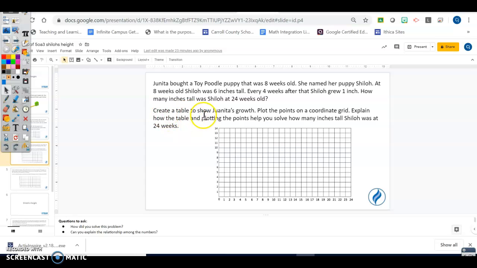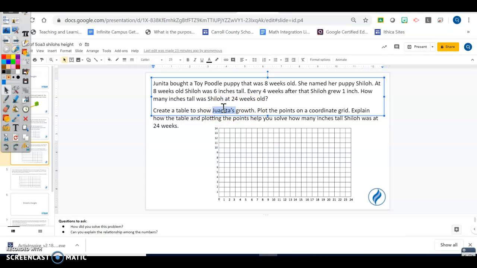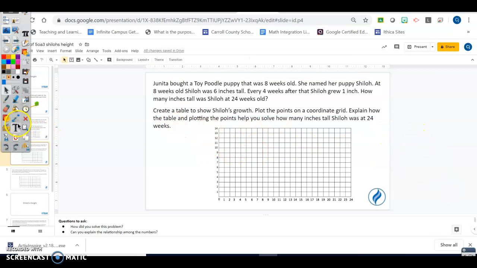So it says to create a table to show Juanita's growth. It should be to show Shiloh's growth. Sorry guys, it should be Shiloh's growth. Plot the points on a coordinate plane. Explain how the table and plotting the points help you to solve how many inches tall he was at 24 weeks. So we're going to go step by step in this problem.